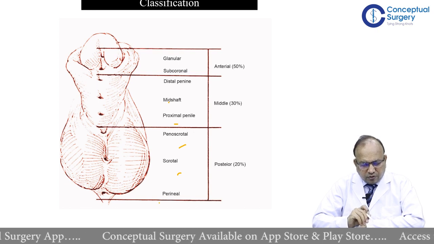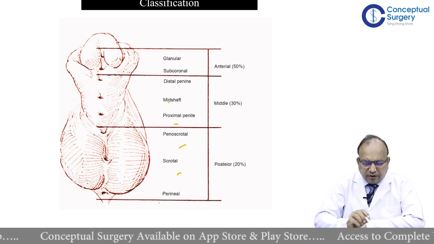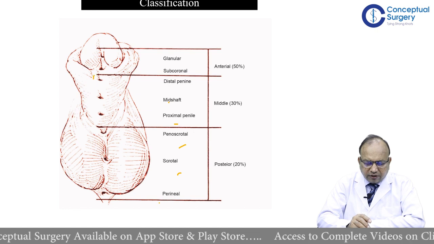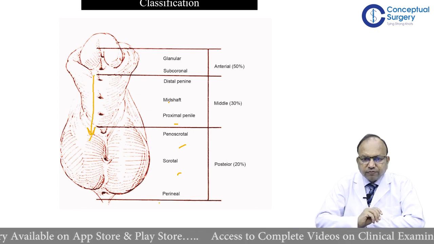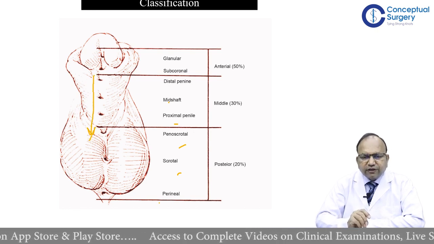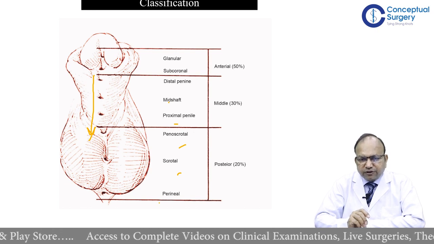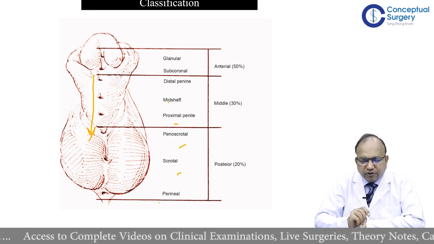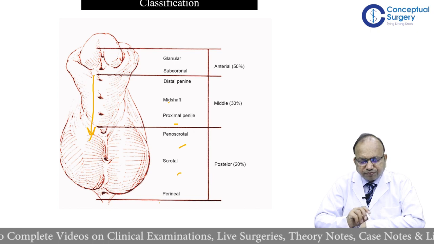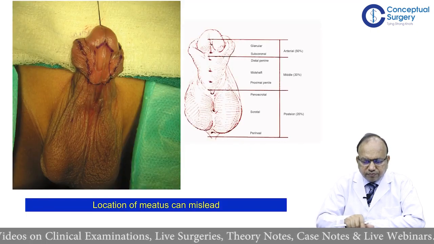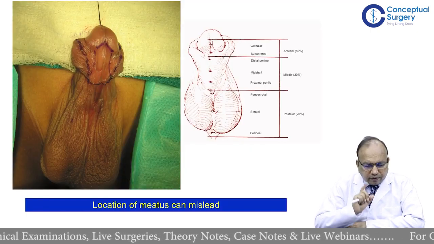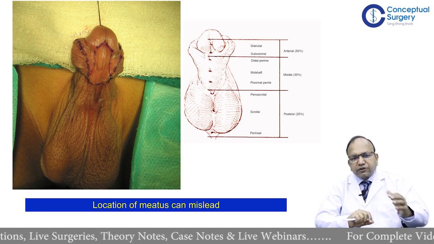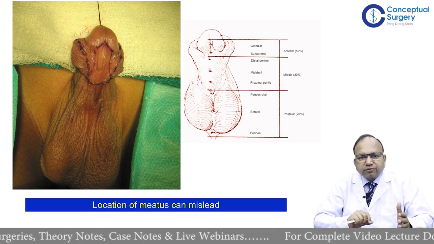hypospadias. What is to be remembered is, as you go proximal, the severity of hypospadias keeps on increasing. As you go proximal, the severity increases. Now, that was the classification based on the meatal location.